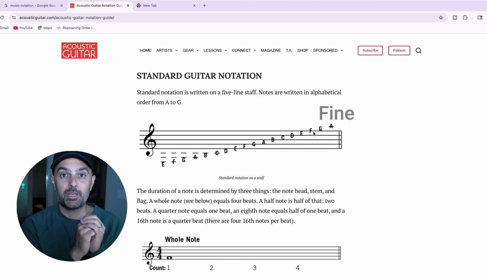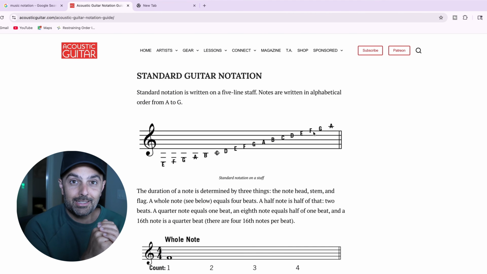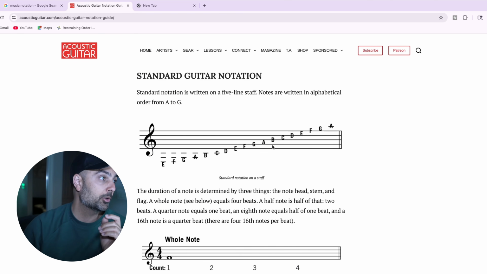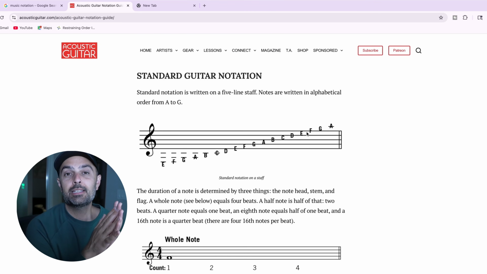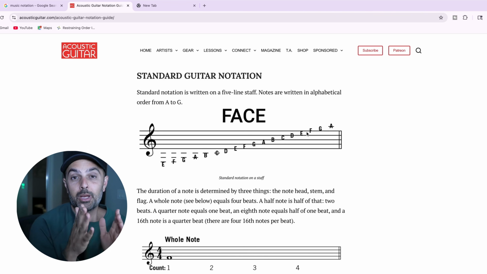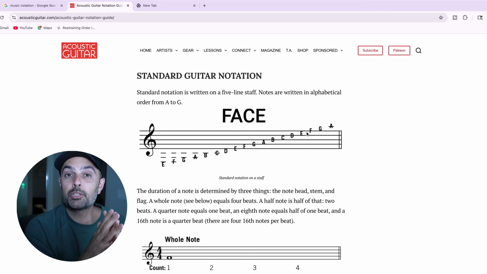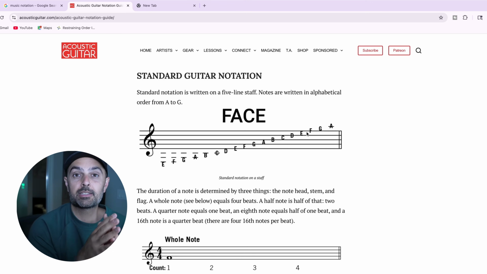Let's talk about spaces. Spaces are a lot easier. You've got 4 of them, and those are F, A, C, and E. And if you put F, A, C, and E together, what word does that spell? That's face. So F, A, C, E, or face, is the rule that you need to know for the spaces in the right hand.